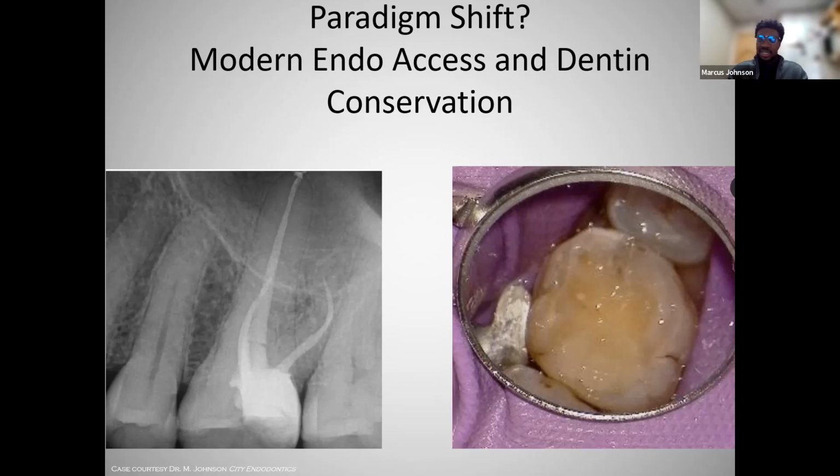this is how I felt I could do my part in really helping to prevent catastrophic failure of teeth, at least from a structural and a microbial sort of failure aspect.